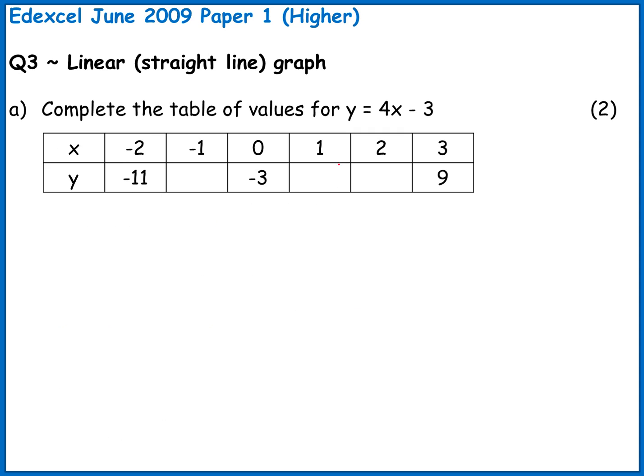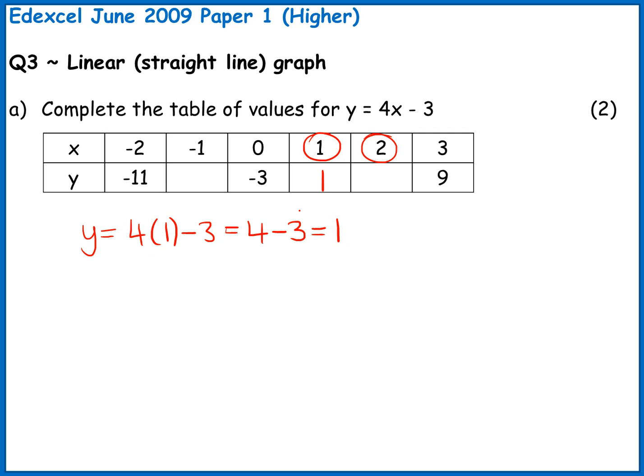Now when I do these, I like to start with the positive numbers just because they're a little bit easier. You haven't got to worry about remembering your rules for negatives. So I'm going to start with x is 1. So I'm going to start with this value here, and I'm going to work out the missing y value. So y is going to be 4 lots of 1 minus 3. So 4 times 1 is 4, minus 3 gives us 1.